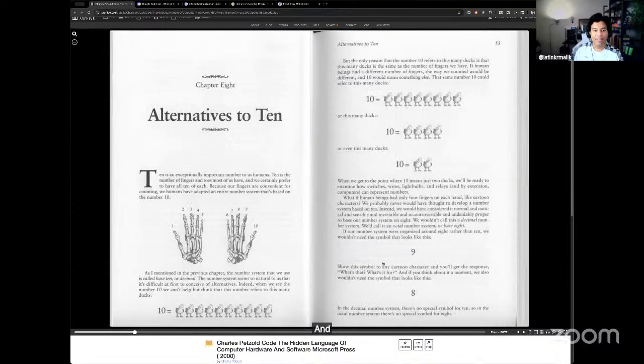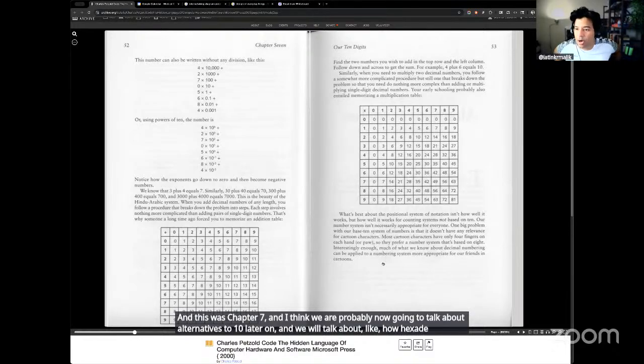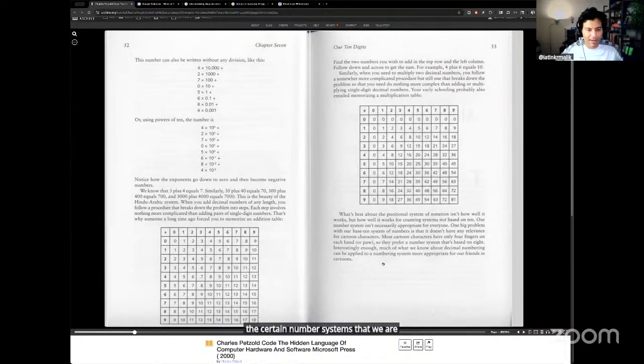And this was chapter 7, and I think we are probably now going to talk about alternatives to 10 later on. And we will talk about how hexadecimal, octal, binary, these things came to be and why we use the certain number systems the way we use.